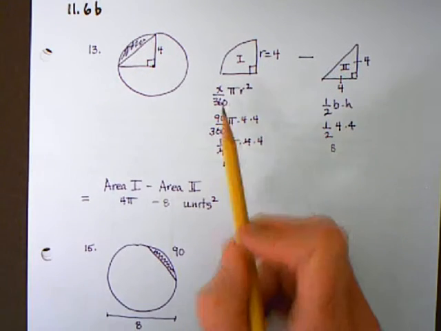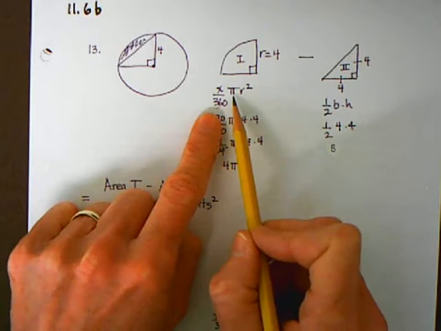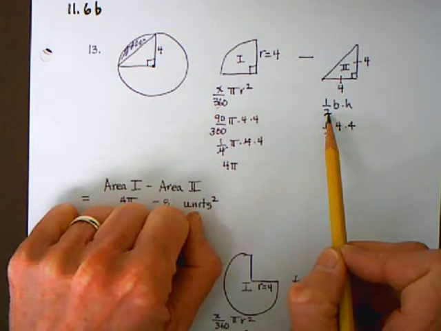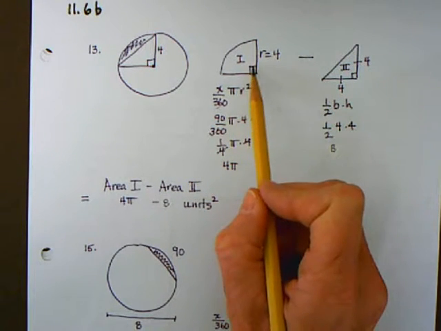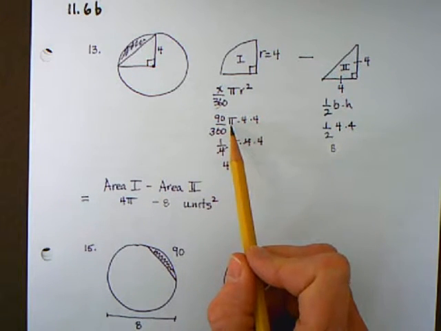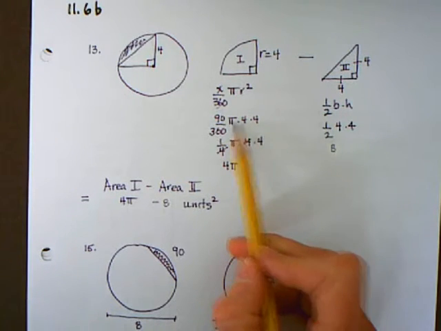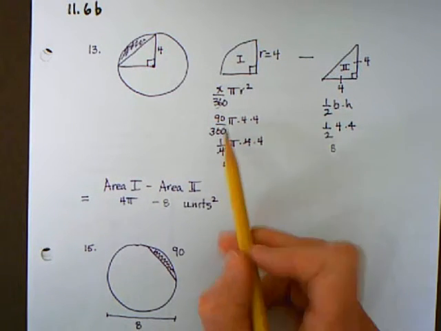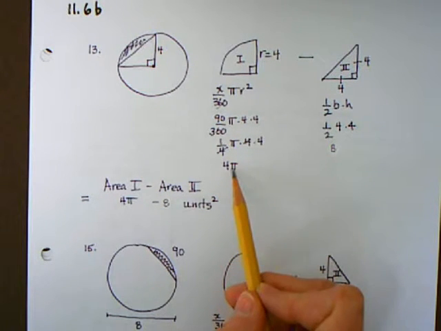So I know how to find the area of a sector. It's x over 360 times pi r squared. I know how to find the area of a triangle. It's 1/2 base times height. We know that x is 90 because of the right angle symbol. So 90 over 360 times pi, and the radius is 4 because it's given. So times pi times r squared, 4 times 4. 90 over 360 is 1/4. The 4's cancel, and I'm left with 4 pi.